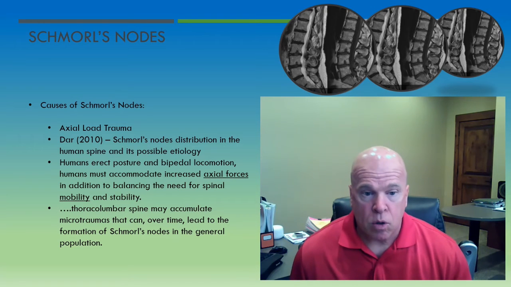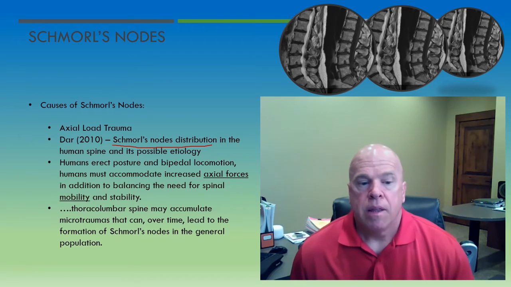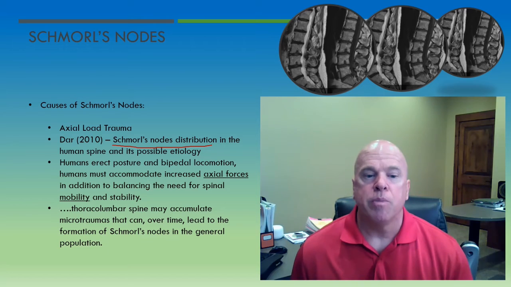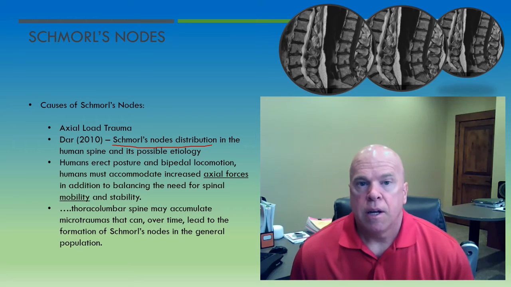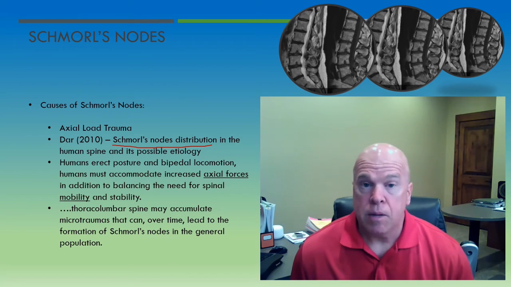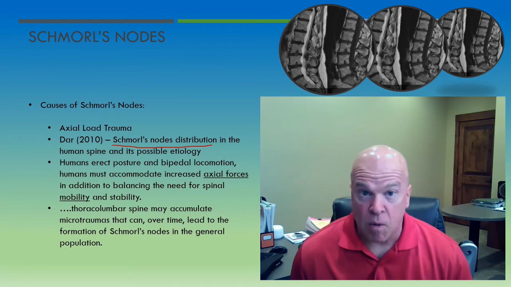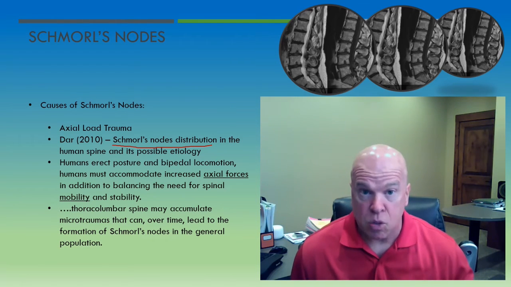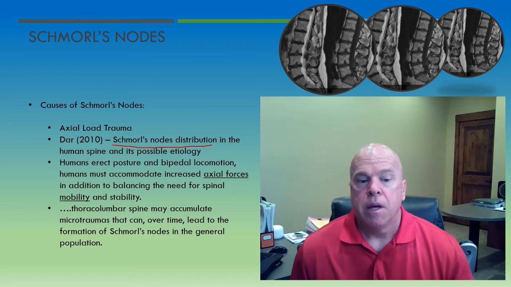The study was entitled Schmorl's Node Distribution in the Human Spine and Its Possible Etiology. Dar explained that because of humans' erect posture and bipedal locomotion, humans must accommodate increased axial forces in addition to balancing the need for spinal mobility and spinal stability. And where in the spine are axial forces the greatest? And where is the need for spinal mobility and simultaneous spinal stability the greatest? This is greatest in the thoracolumbar region of the spine.